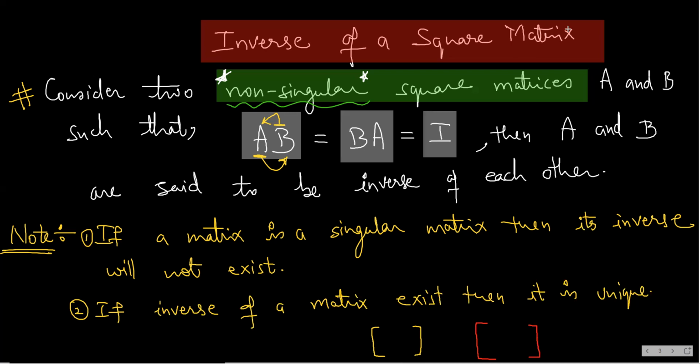And what is the inverse of the yellow matrix? The inverse of the yellow matrix is the red matrix. Wait, wait. This is the yellow matrix, and the inverse of the yellow matrix is the red matrix. Got it? Yeah.